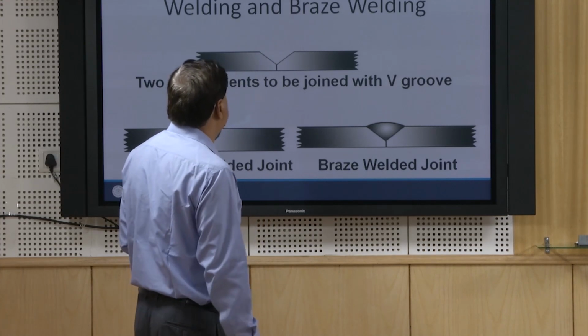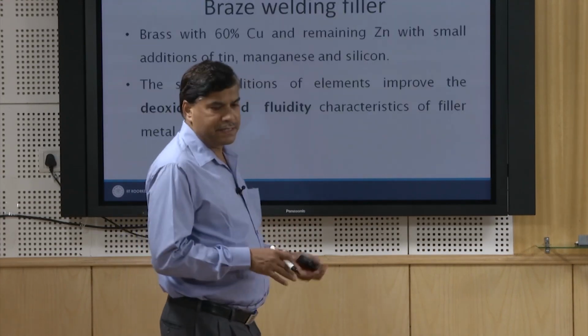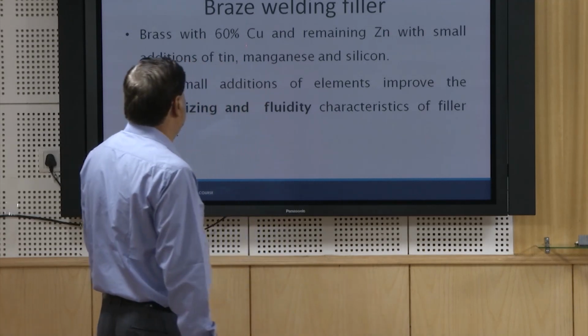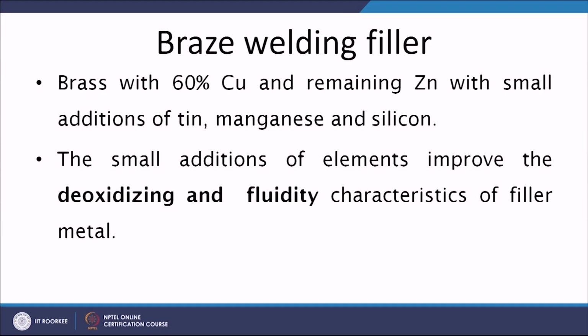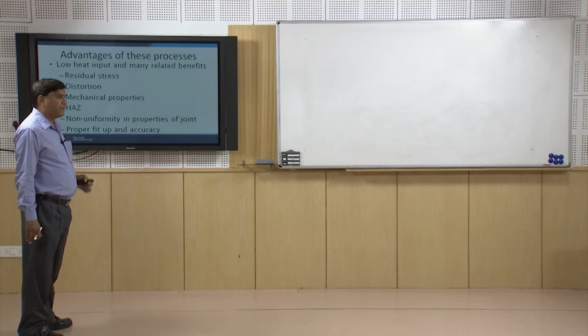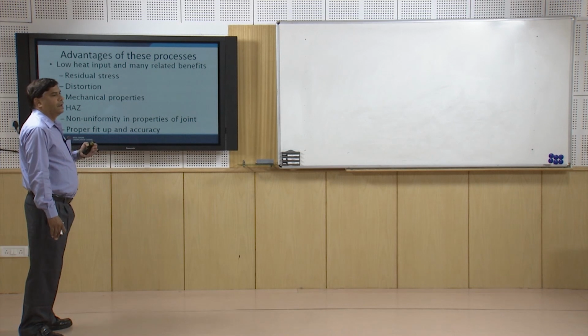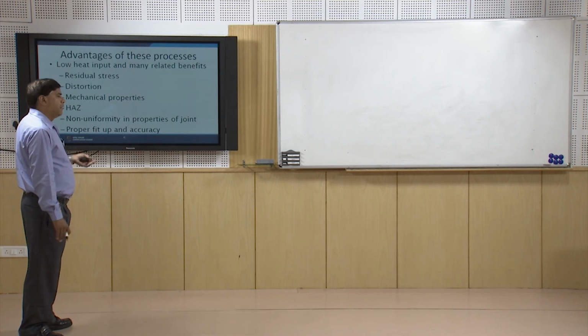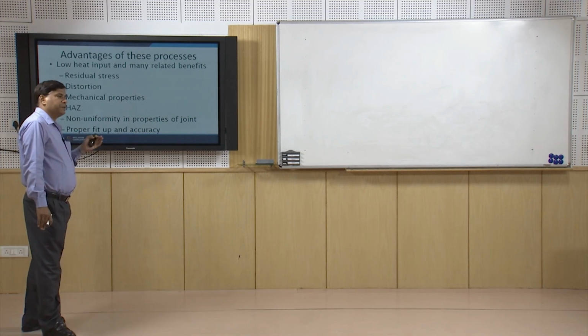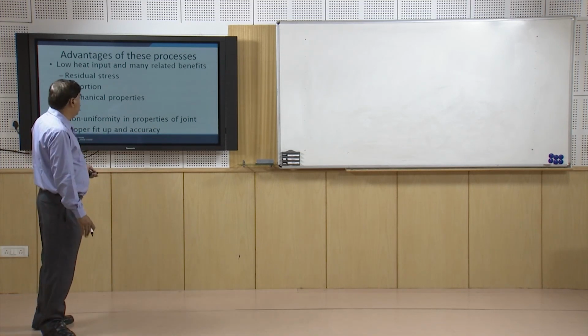So, this is how we can easily distinguish between the fusion welds and the braze welds. The brazing filler is mostly 40% copper, it is a brass with the remaining zinc amount, while a small amount of other alloying elements like tin, manganese and silicon are added for achieving specific functions like deoxidation and improving the fluidity of the filler, so that it spreads in the course of the braze welding process, and it occupies the different gaps, whatever ups and downs, asperities, peaks and valleys are present on the surface of the material.